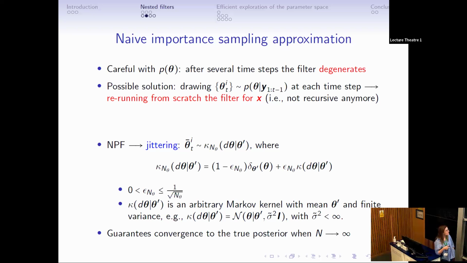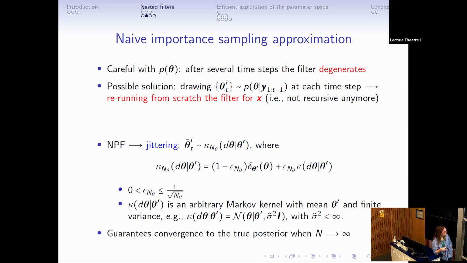And basically, this jittering, I didn't explain yet. At each time step, when you want to generate new samples of theta, you draw them from this kernel, conditional on some theta prime, that is going to be theta at the previous time step. And basically, what this kernel says is that with probability 1 minus epsilon n, you keep the particle the same as it was before. And with probability epsilon n, you move it with this kernel.